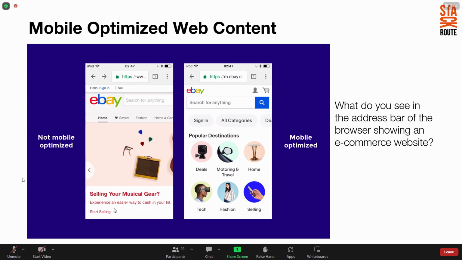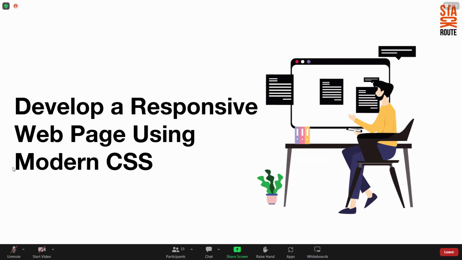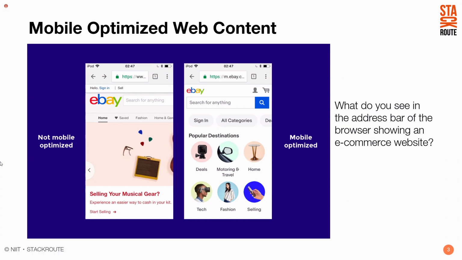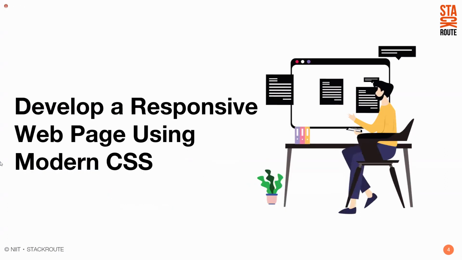Let it be. The left hand side is not mobile optimized. The right hand side is mobile optimized. So this is time consuming. It involves double the cost and double the time for the web developer. To overcome this problem, we have the concept of developing responsive web pages using modern CSS. I don't want to change anything in my HTML. I just want to work on CSS properties to fit all types of devices.